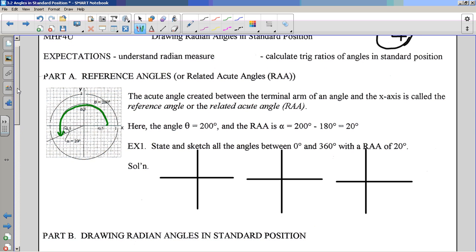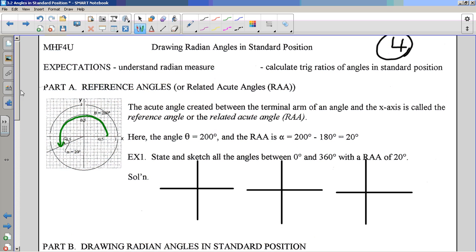So that's great. Part A of this little investigation sheet is about reference angles. I can't remember whether the book uses the terminology reference angle or related acute angles. I'll usually use RA, related acute angle. The acute angle created between the terminal arm of an angle and the x-axis is called the reference angle, or the related acute angle. Here, the angle is 200, and the RA is the little piece that goes over the x-axis, which is 20. So the related acute angle is 20.